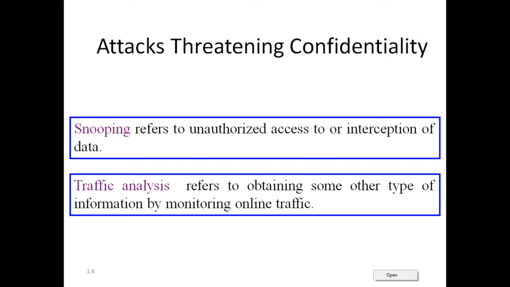The confidentiality threat number one is snooping. Snooping refers to unauthorized access or interception of data. This can also be called release of message content. This is done by the attacker in an unauthorized way, where he or she sniffs the data and sees what there is. The second type of confidentiality attack is traffic analysis. Here, the data is not being read, but the traffic patterns are monitored from the online traffic.